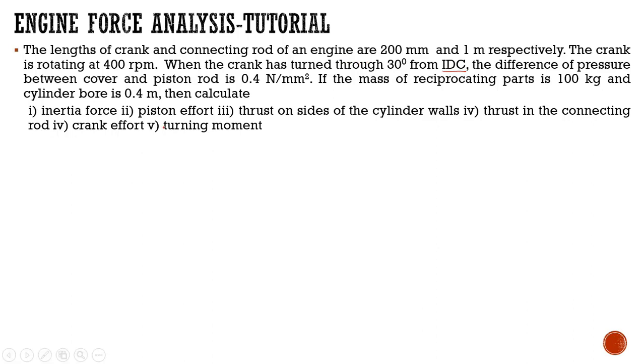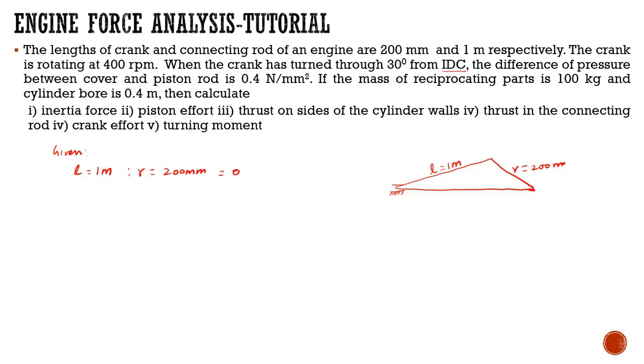So first let us write down the given data. Before that, let us draw the configuration of a horizontal reciprocating engine. This is the system given as far as this problem is concerned. First, the length of the connecting rod is 1 meter, and the radius of the crank is 200 mm.